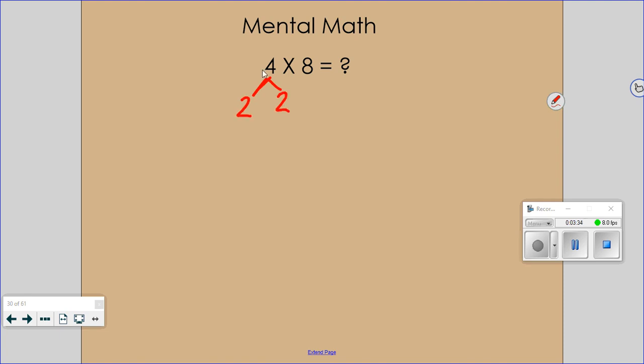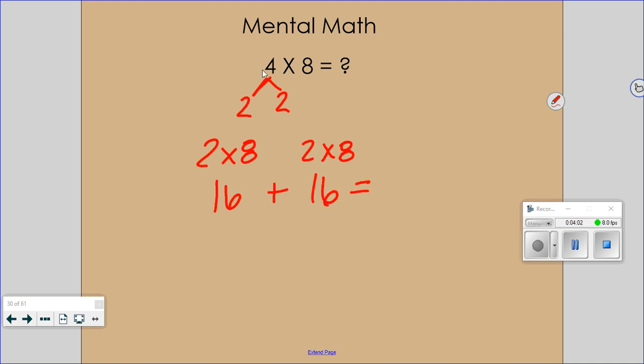So instead of 4 groups of 8, I have 2 groups of 8 on this side and another 2 groups of 8 on another side. Well, I can do 2 times 8. What's 2 times 8? That's an easy one. I know my 2s. Double it. 8 doubled is what, right? 16. So now I have 16 plus another 16.